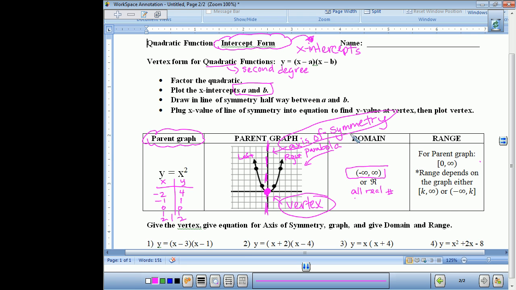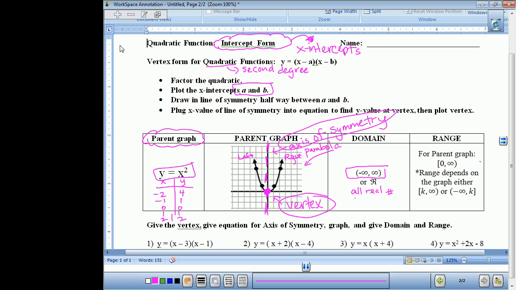Okay, any questions so far about our parent graph, the y equals x squared? This is called the parent graph because we've done no transformations whatsoever. There's no stretch, there's no compression, there's no shifting, there's no reflection. This is the parent graph. There's no extra numbers with it. And this is what we get from the parent graph.